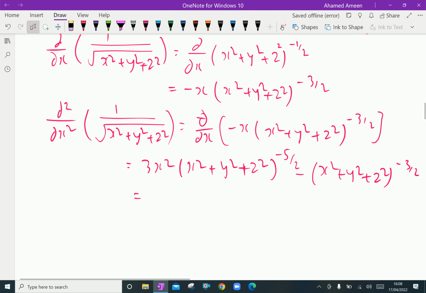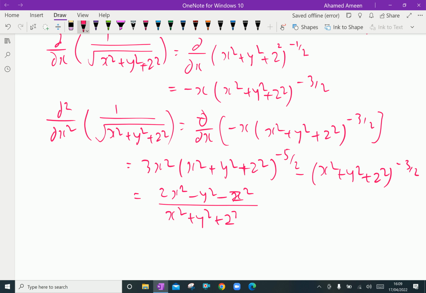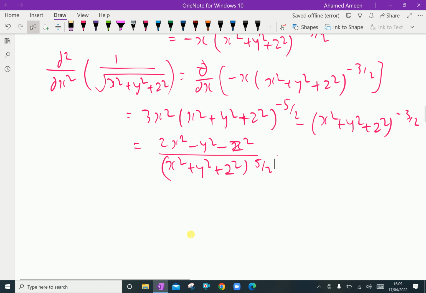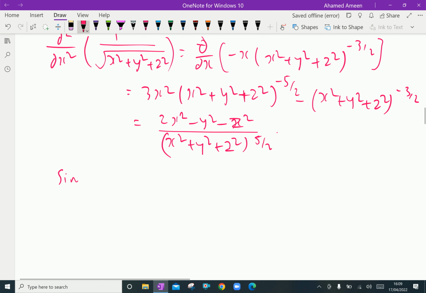By simplifying these things we have 2x square minus y square minus z square over x square plus y square plus z square to the power 5 by 2. Here we have dou square over dou x square as this. Similarly, we can do the other things.